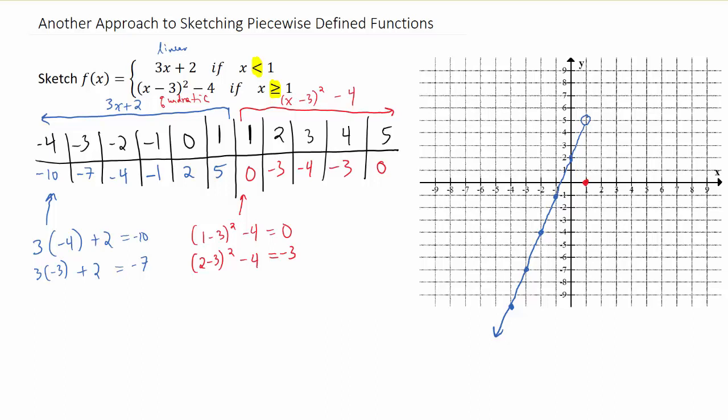And then I have (2, -3), (3, -4), (4, -3), and (5, 0). And I'm expecting a parabola, so it can't move any further to the left. We'll draw that parabola, or part of the parabola. So this is this other approach by creating an extended table of values and sketching the pieces. Let's see another example.